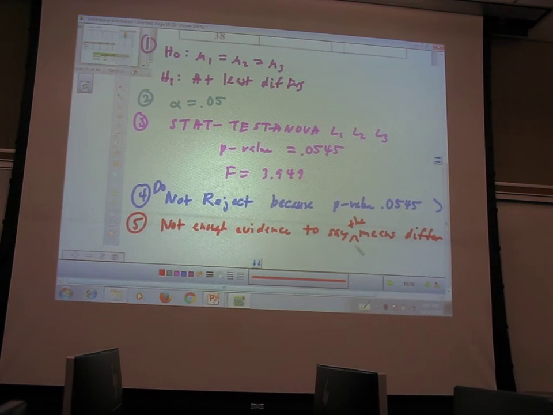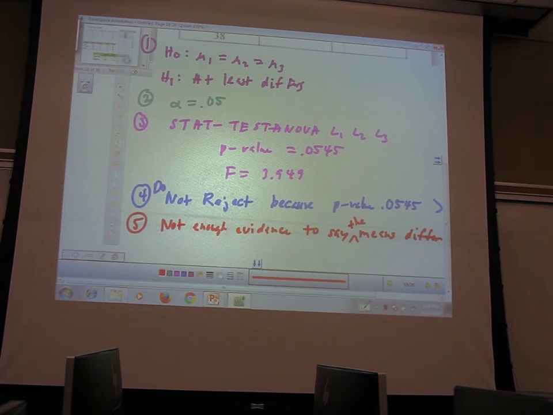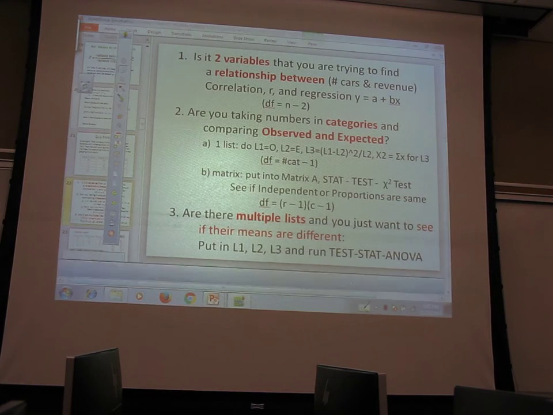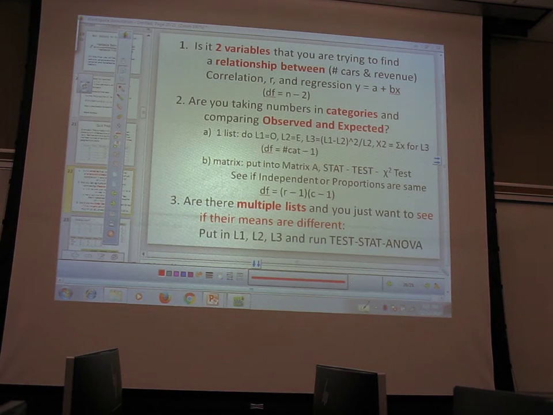Good. Now, before we head to break, I have a couple things I want to go over with you guys. The first one is how to tell them apart. We're going to look at word cues in the problem to help you out first.